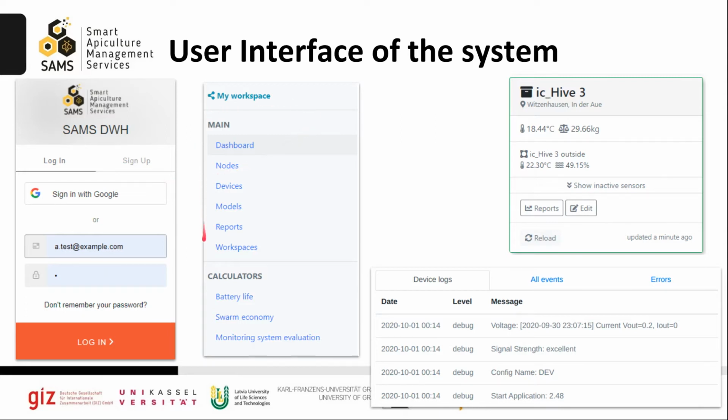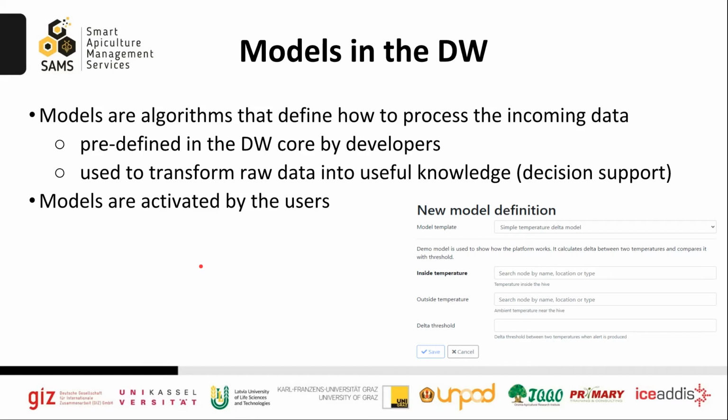The system itself has a number of sections in it with different levels of technical details in them. For example, in a dashboard we have just an overview of user hives and their parameters, but for example in a device section we have details about various events and logs happening on the devices themselves. Also, we have a number of calculators integrated into the system which can help to evaluate different monitoring systems and their costs.